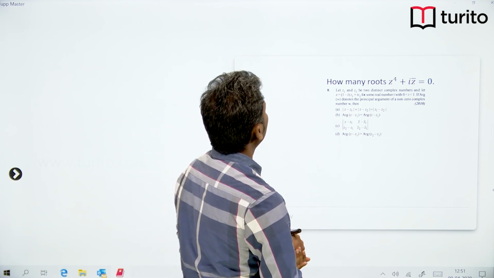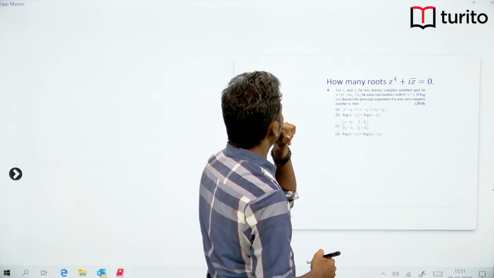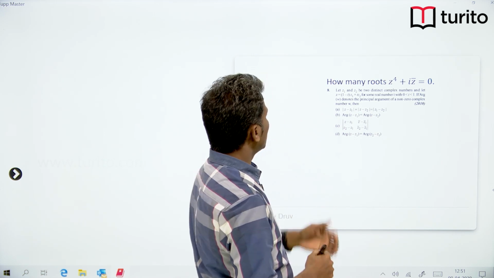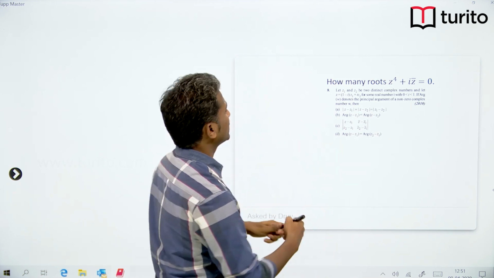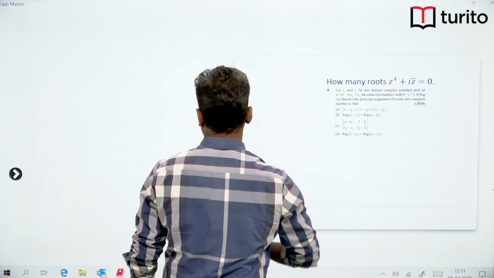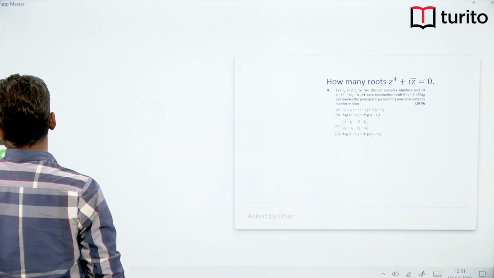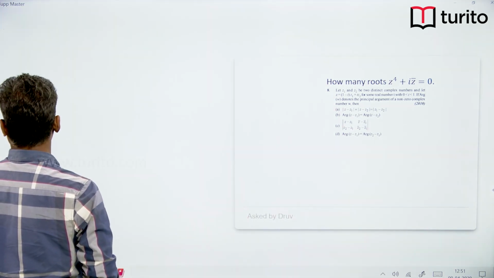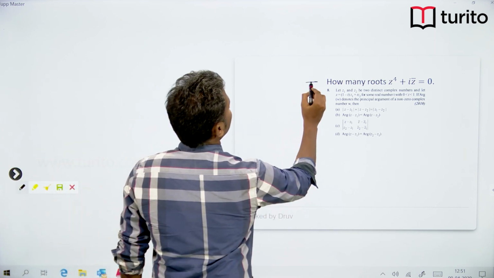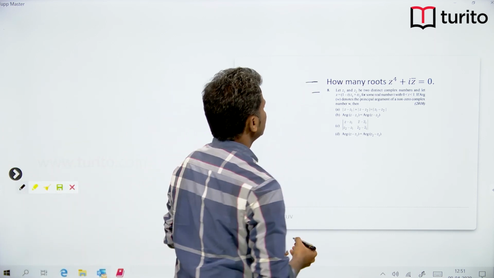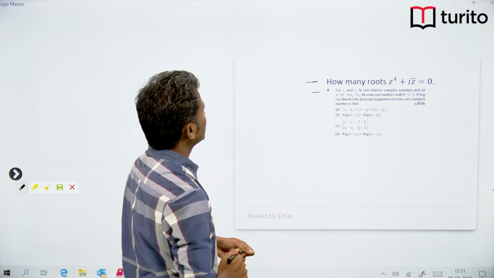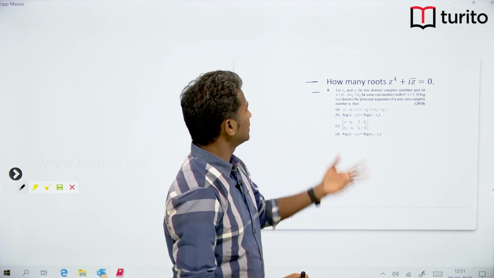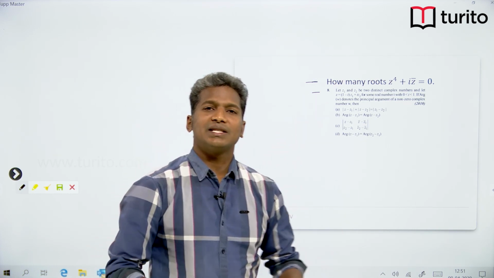So, how many roots of this, and also there is another one. I guess these are two questions. This should be one question, this should be the other question. Now, it is not mentioned which is the one that the student wants. So, I will explain both.